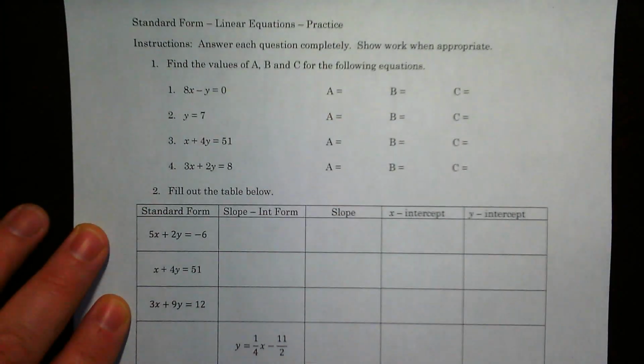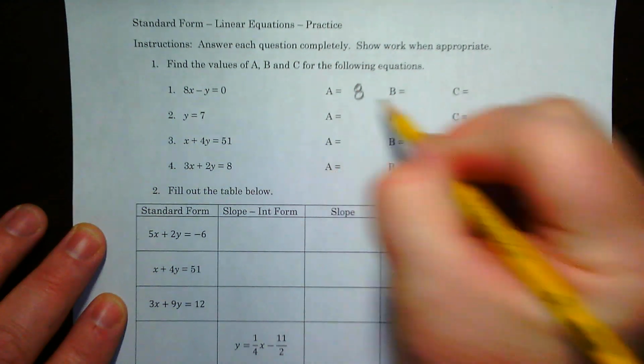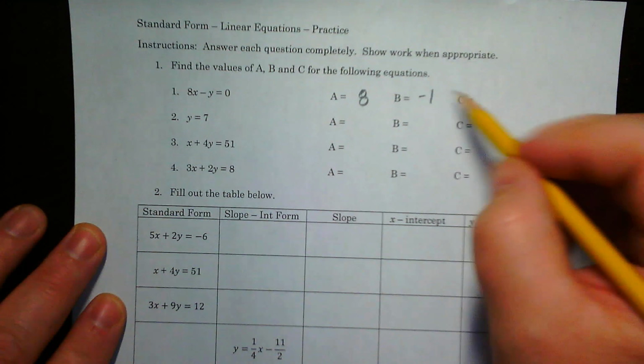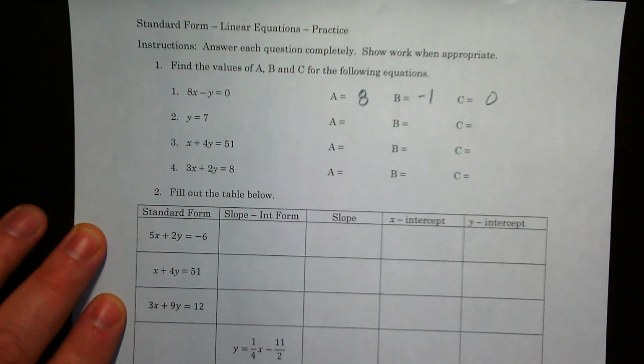So a is the coefficient of x, so that's just 8. B is the coefficient of y. That's negative 1 right here. Negative y means negative 1 is b. C is 0.